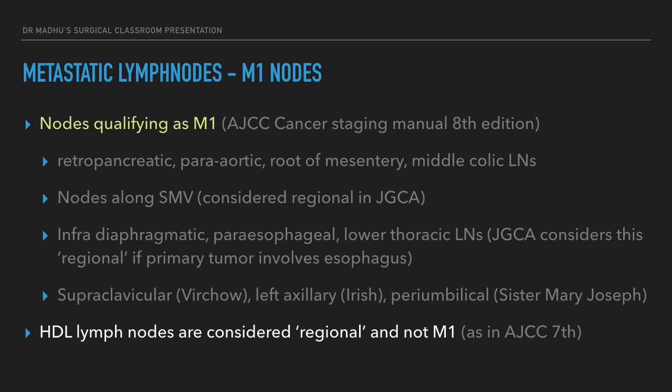Sister Mary Joseph node. Another change that has happened from the seventh edition of AJCC to the eighth edition is the hepatoduodenal ligament lymph nodes. They are now considered to be regional nodes compared to M1 nodes as in the older edition. So, hepatoduodenal ligament lymph nodes are now considered regional lymph nodes, and we need to understand that.